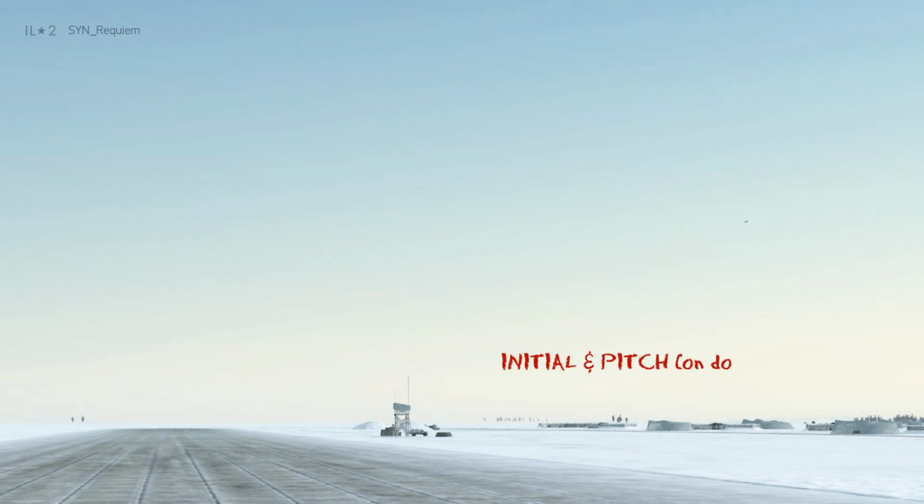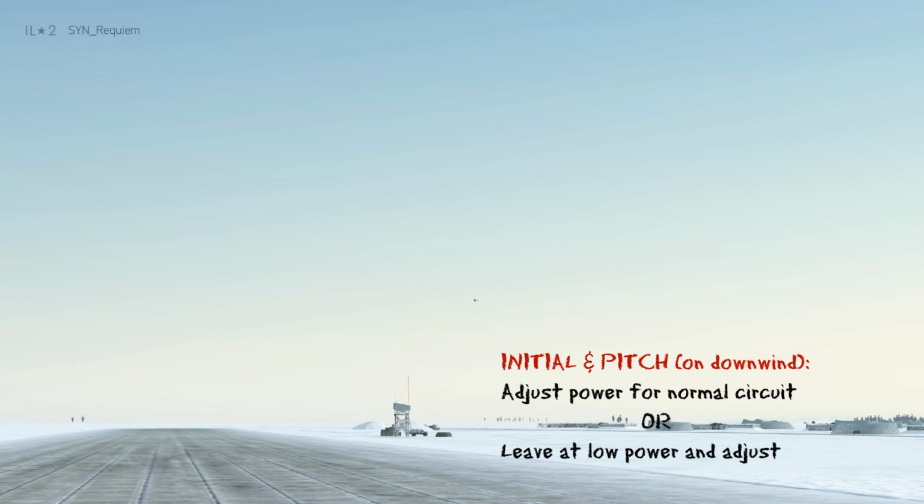Now after you brake on downwind, you have two main choices. You can either adjust your power to maintain a normal circuit, or you can leave it at low power and have a shorter circuit for landing. Now what you've just seen was a standard initial and pitch. What I'm going to show you next is a variation on that.